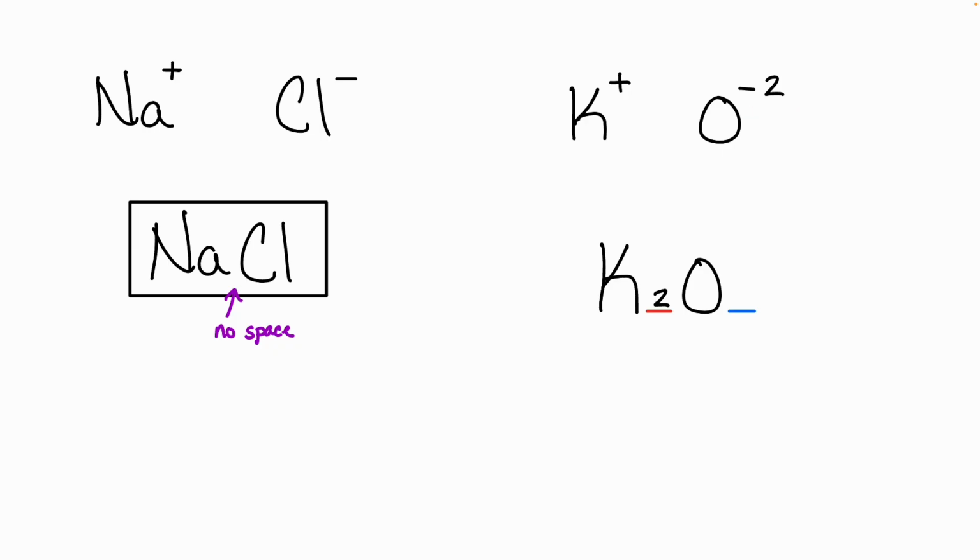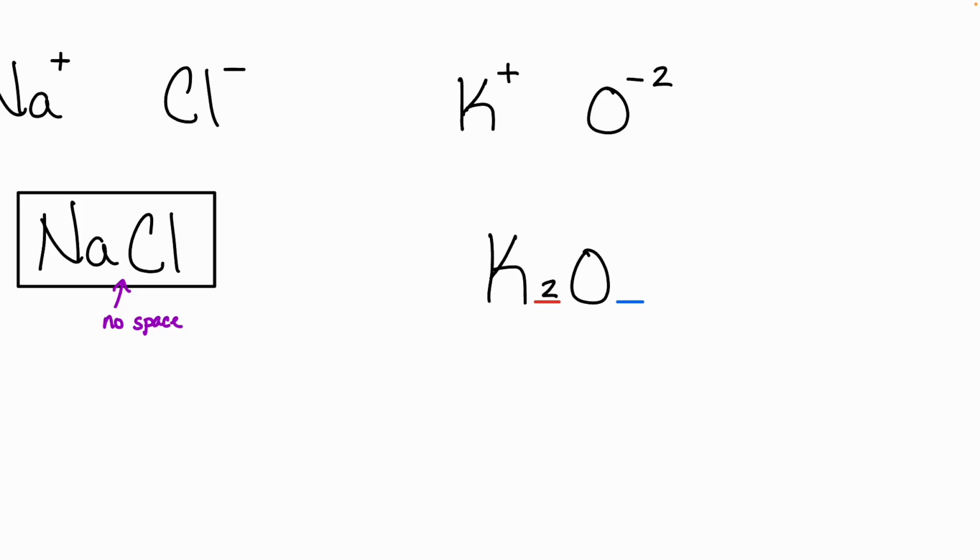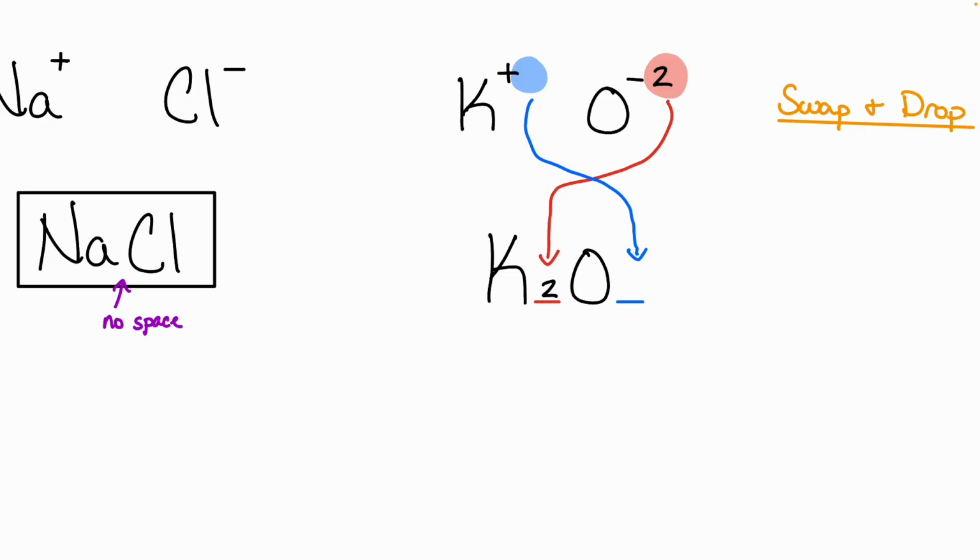We have a clever little trick that we can use to get these numbers, which is called the swap and drop method. By that I mean I'm going to take that charge on my anion, that 2, I'm going to swap and drop it down. Likewise I have a +1 charge on my potassium here. I'm going to swap it over, drop it down. This is just this little trick that we can use in order to get our chemical formulas.